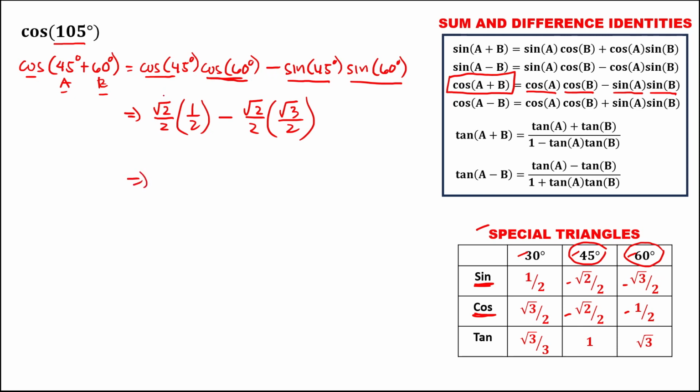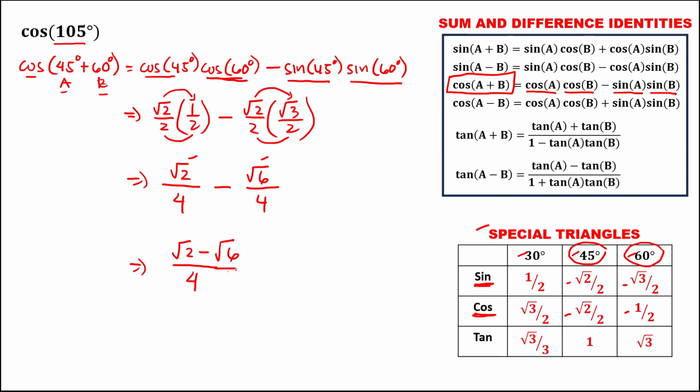Then to simplify, so multiply this square root of 2 times 1. This is square root of 2, then over 2 times 2, this is 4. Then minus square root of 2 times square root of 3, this is square root of 6. Then over 2 times 2, that's 4. So since we have the same denominator, so just copy the 4. Then add or subtract these numerators. So just copy the square root of 2 minus square root of 6. So this is now the value for cosine 105 degrees.